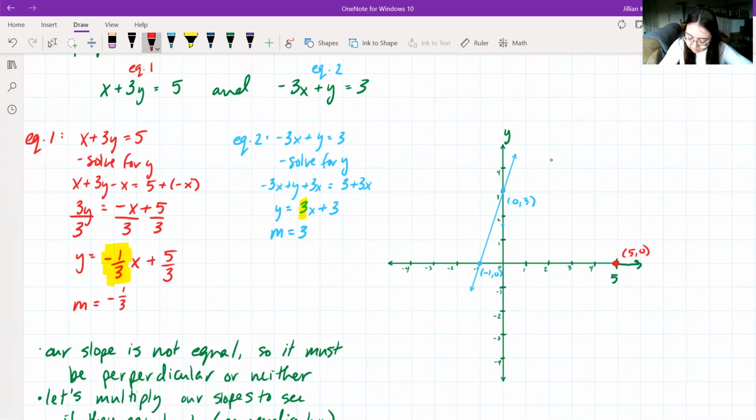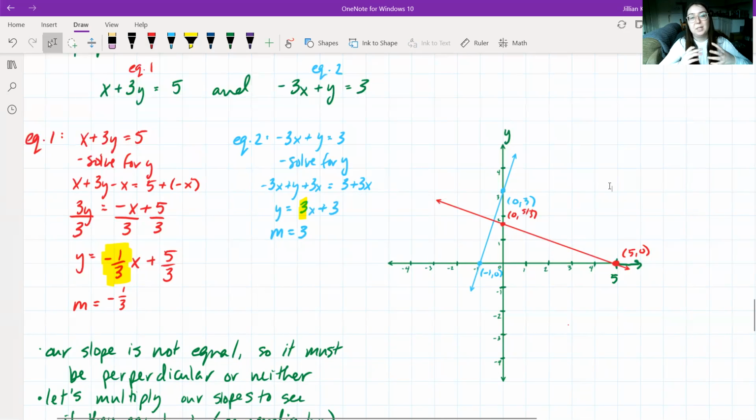And that's not the right color. Right about here. And this we're saying is 0 and 5/3. And we can draw this line here as well. So it looks something like this. And let's extend it just a bit.